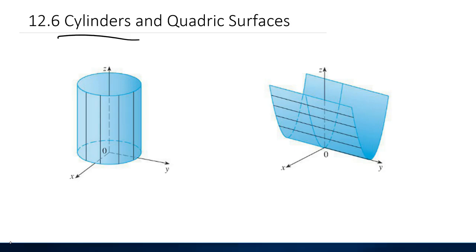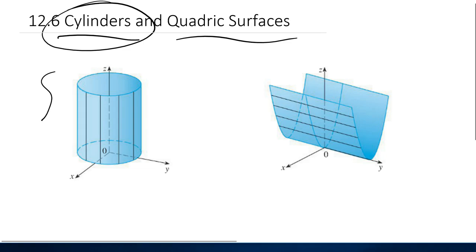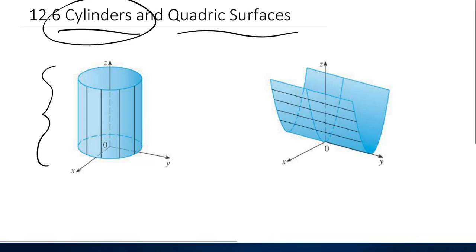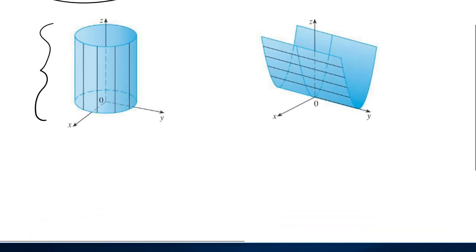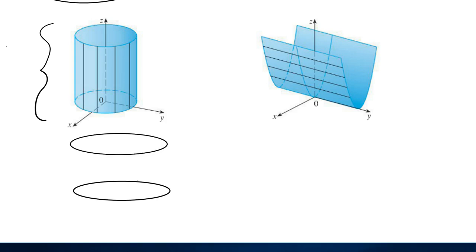I want to go over cylinders and quadric surfaces. But first, cylinders. Normally, think of a cylinder like this. One way you can look at it is that it's really just a circle on the bottom, and then lines that come off of it. Let me draw another one up here. Lines that come off of it, called rulings.